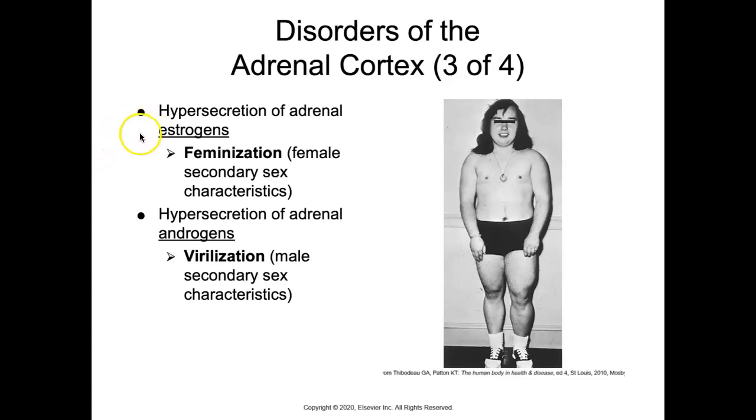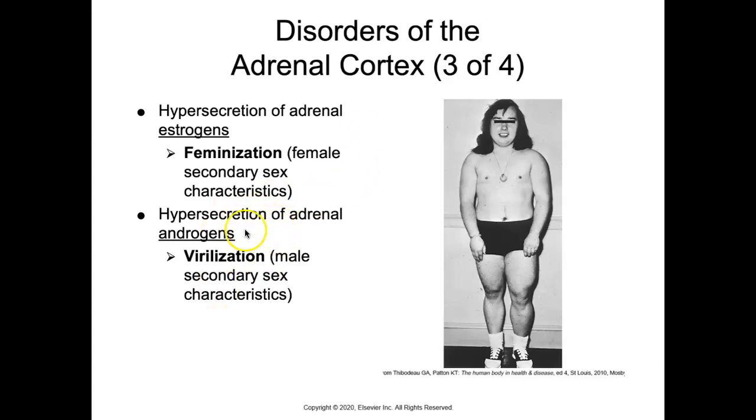So if we have a hypersecretion of adrenal estrogens, then we start to see a feminization where we see an expression more of the female secondary sex characteristics. And we could see this type of tumor that may be estrogen secreting more evident in males as a result of gynecomastia, testicular atrophy, and decreased libido.